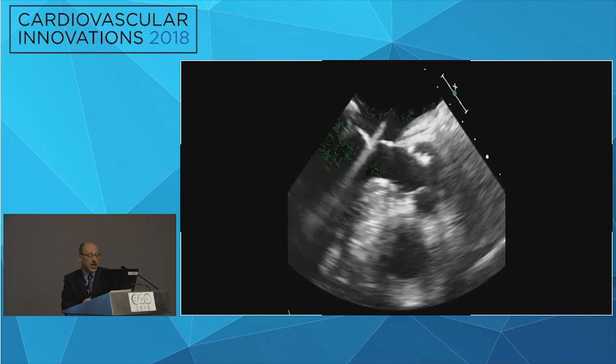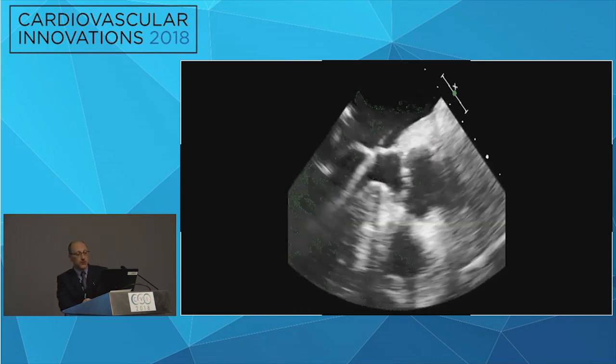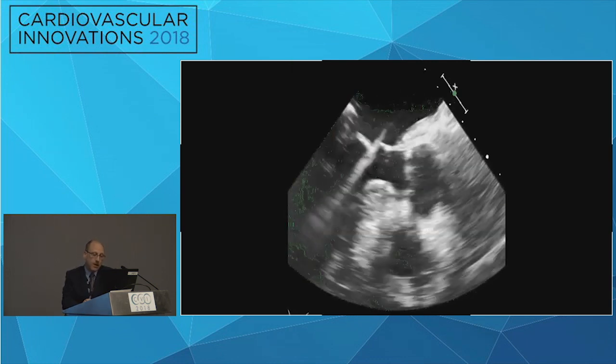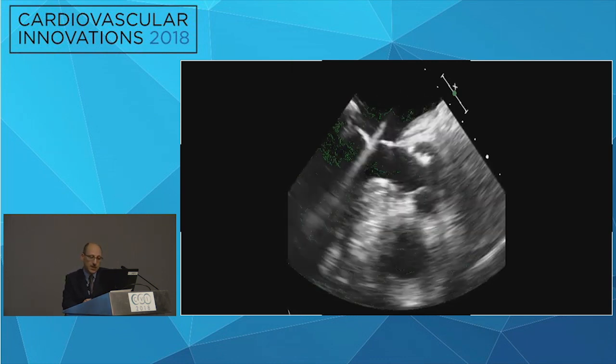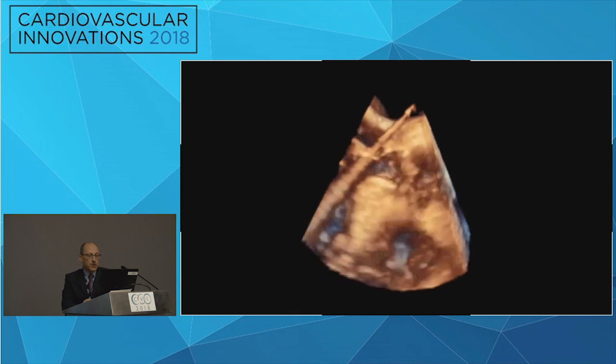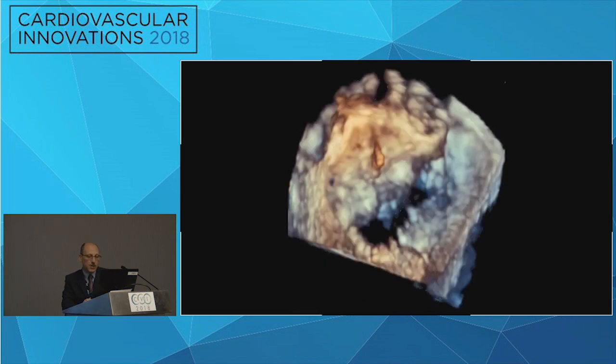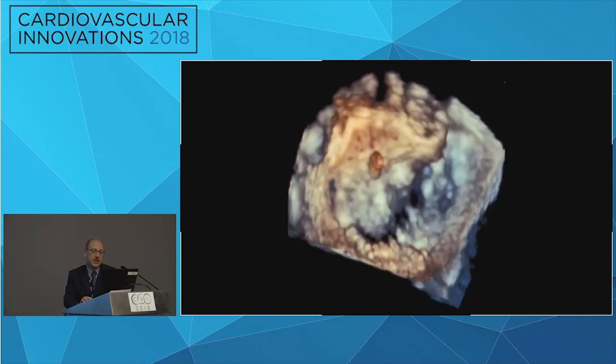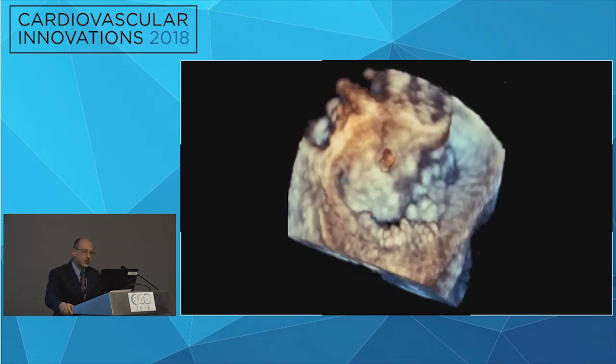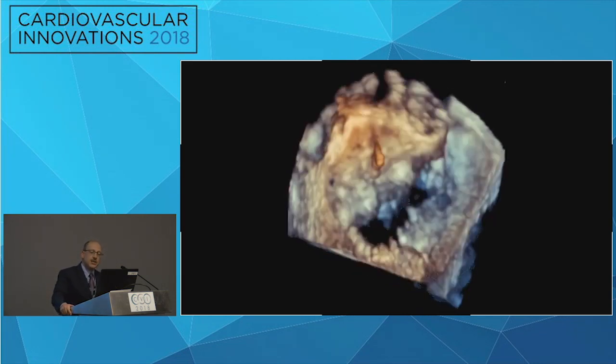This is clearly a very TEE-guided approach, and we've actually used a surface probe on the heart itself through the transapical approach. This is what it looks like on 3D. You can see the needle across the anterior mitral leaflet. This is the TEE 3D. This is a surgeon's view, and you can see that the needle actually is in the middle of the A2 position of the anterior mitral leaflet.